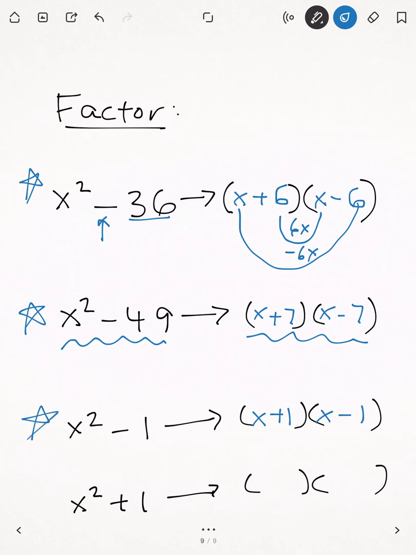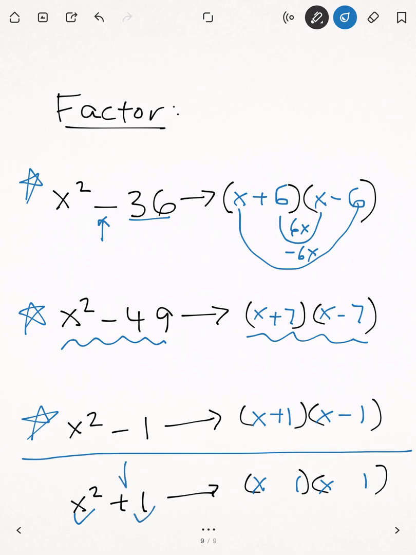I want you to look at the next one, x squared plus 1. This is not the difference of 2 perfect squares like the first 3 examples were. This is the sum of 2 perfect squares. I don't want you to get confused on this one. I want you to keep this one totally separate in your mind. From what we know before, x times x gives us the x squared term. 1 and 1 definitely give us the last term.